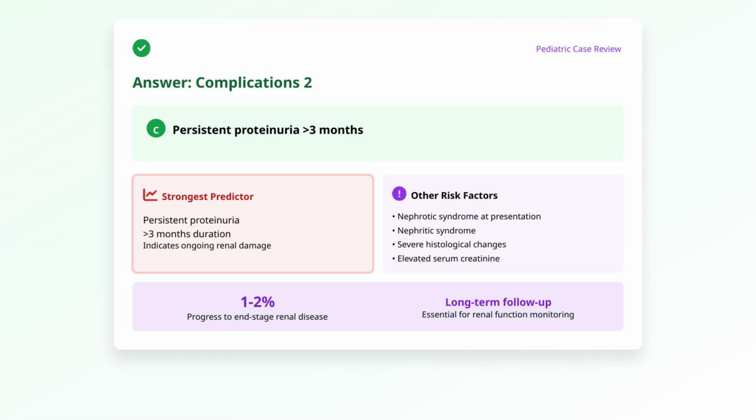Persistent proteinuria lasting more than 3 months is the strongest predictor of long-term renal complications in Henoch Schönlein Purpura. The long-term renal prognosis primarily depends on the severity of the initial nephritis. Approximately 1 to 2% of patients progress to end-stage renal disease. This highlights the importance of long-term follow-up of renal function in these patients.